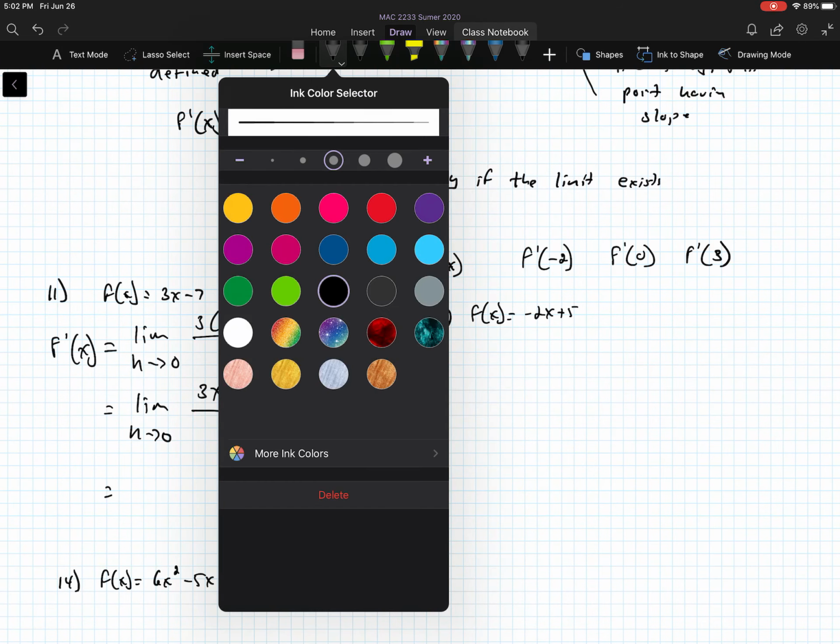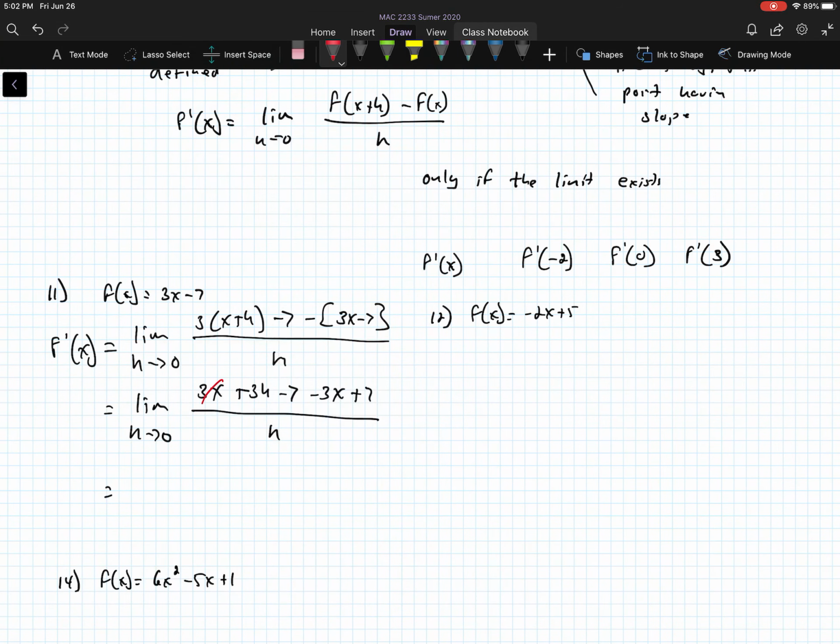So the 3x's are going to cancel each other out. The 7's are going to cancel each other out. And so we're going to be left with 3h over h, which is just going to be 3. And so if the function f of x is defined to be 3x minus 7, then f prime of x, which is the derivative of the function, is just going to be 3.